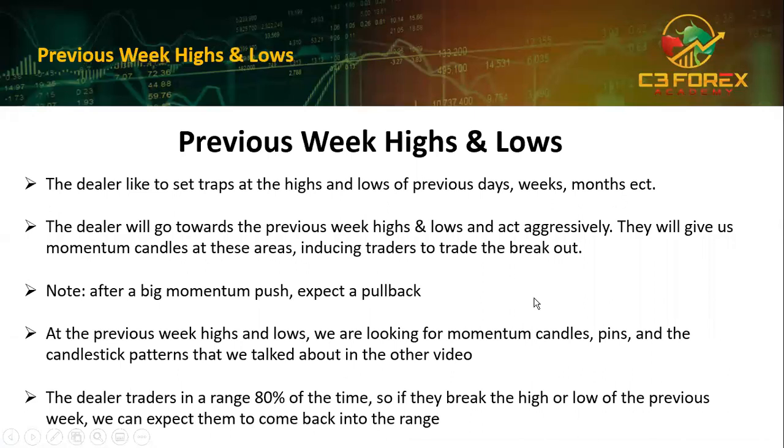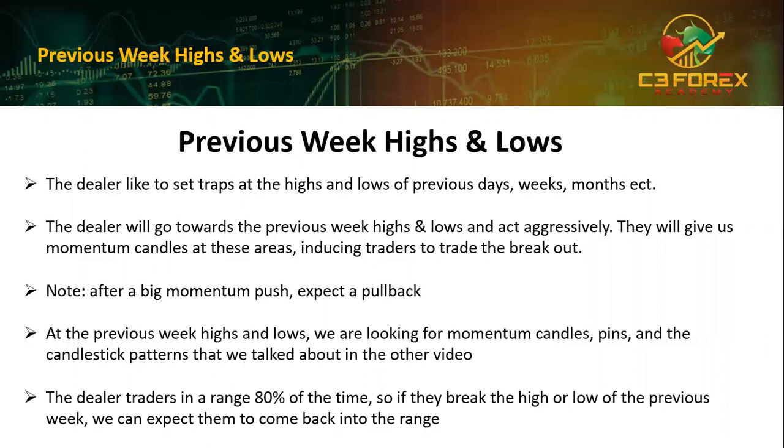Next, we got your previous week highs and lows. The dealer likes to set traps at the highs and lows of the previous days, weeks, and months. All right. The dealer will go towards the previous week highs and lows and act aggressively. They will give us momentum candles at these areas, inducing traders to trade the breakout. Note, after a big momentum push, you can always expect a pullback. At the previous week highs and lows, we are looking for momentum candles, pins, and candlestick patterns that we talked about in the previous videos.